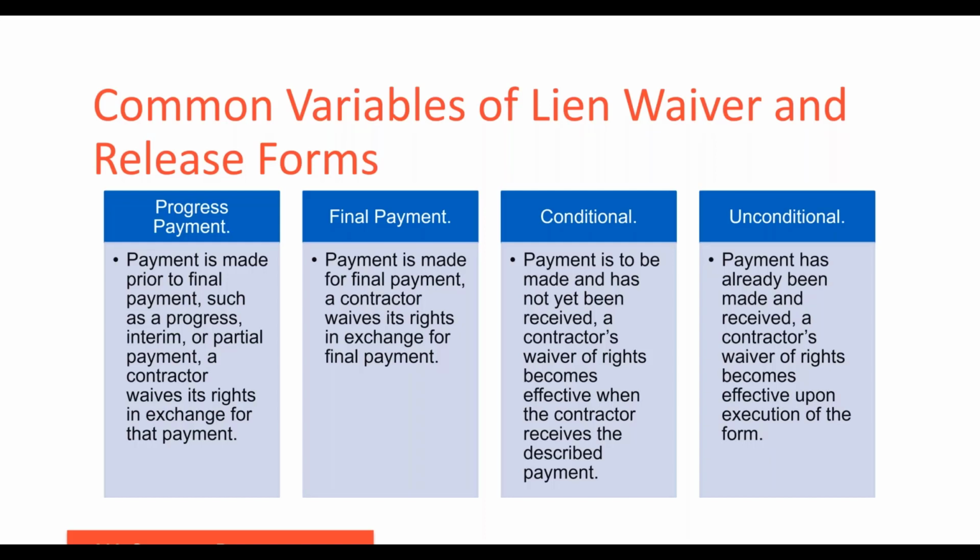For number three, conditional lien waiver forms are used where payment is to be made but has not yet been received by the contractor, and the contractor's waiver of rights actually becomes effective when he receives that payment. And finally, unconditional lien waiver forms are used where payment has already been received by the contractor, and the contractor's waiver of rights becomes effective upon signing the form. This is because payment has already been received by the contractor.